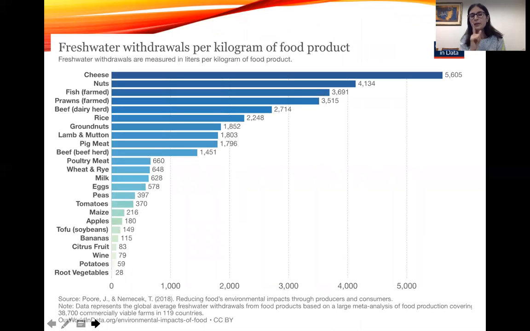But if you look at freshwater extraction or freshwater withdrawal, for them, actually, cheese is the worst. So if you are living in a water-stressed region, for example, here nuts take the second place.